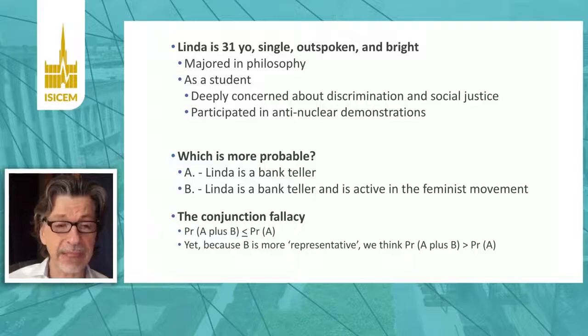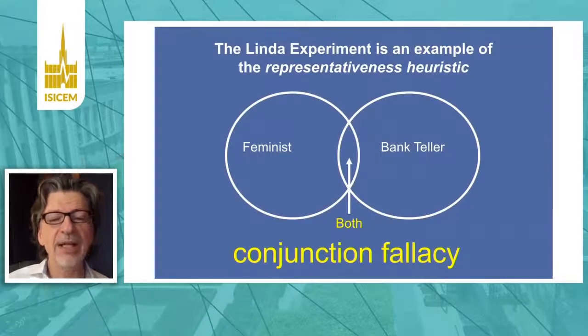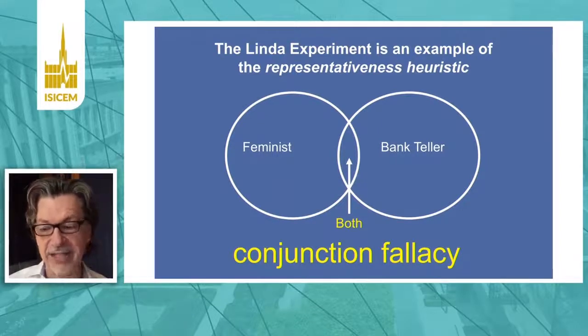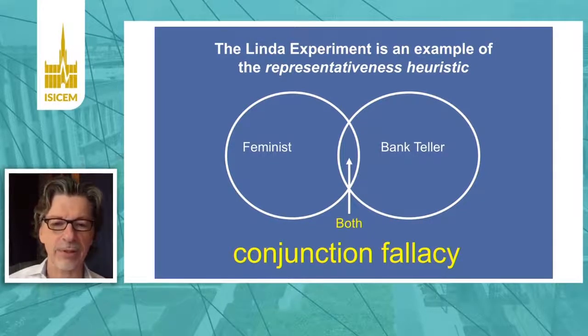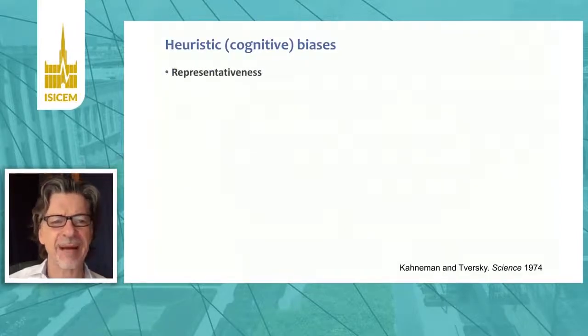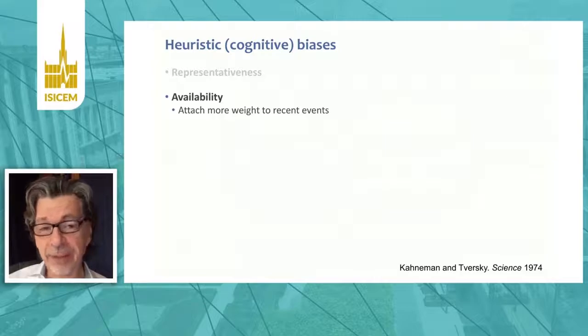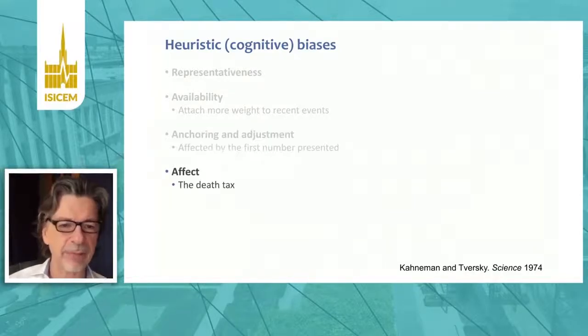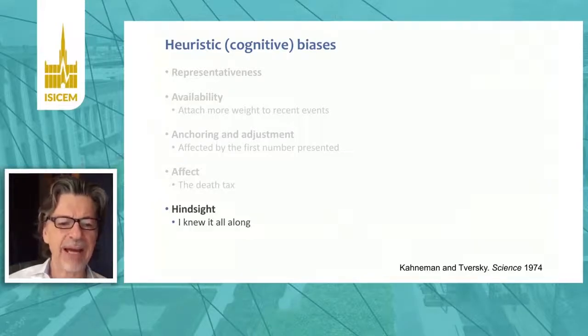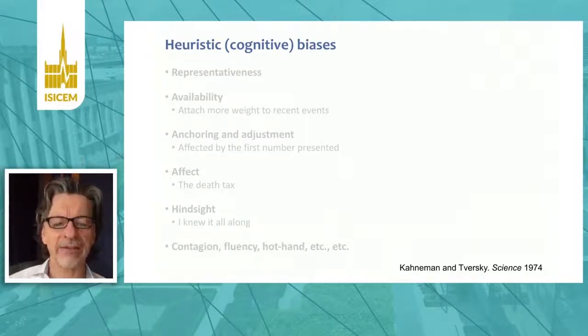It is impossible for B to be more probable than A. This is what happens when we execute something called the representativeness heuristic, where we end up accidentally trying to choose something that is actually the intersection of these two circles, even though the question was which is more likely, which is mathematically impossible. And it turns out that there are many of these biases. That was representativeness; availability bias, where you're more influenced by something that just happened; anchoring, where when someone offers a number in a gamble, you're affected by the number you first heard; the affect bias, hindsight, and so on. Many different biases.